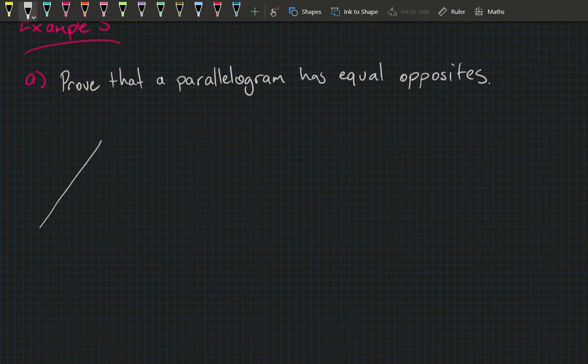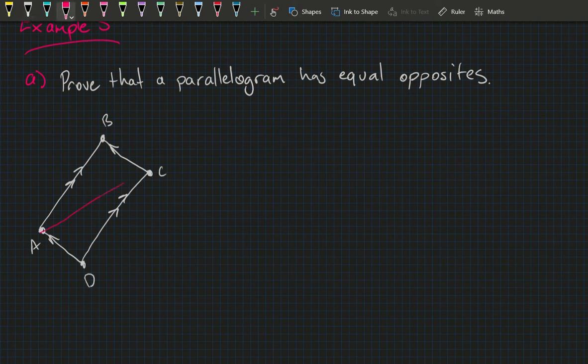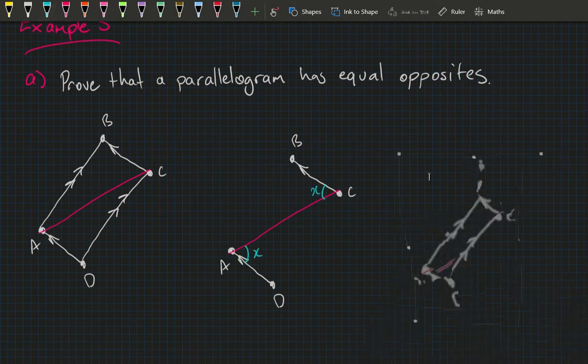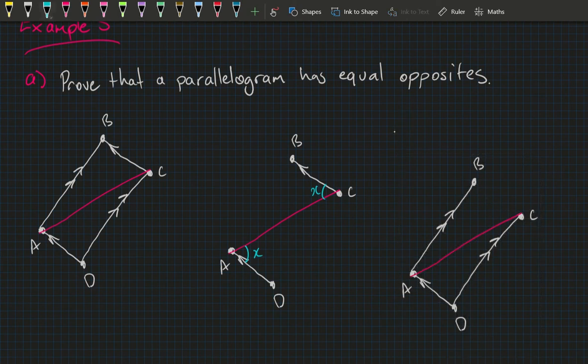Let's start by drawing a parallelogram that is defined by the opposite sides being parallel. And let's mark in its corners as points A, B, C, and D. Now let's draw a diagonal line from A to C. Now if I copy and paste this parallelogram over here and delete these two lines, then we can see that these two angles are alternate angles. And if I paste that parallelogram one more time, and then delete these two lines, we can see that these two angles are alternate angles.